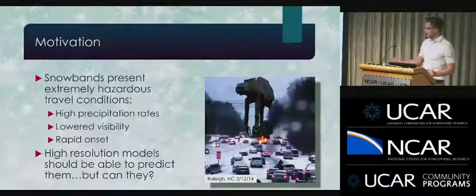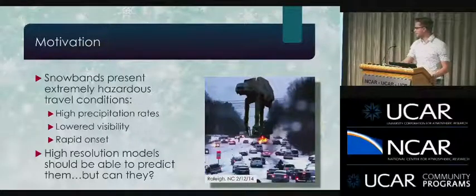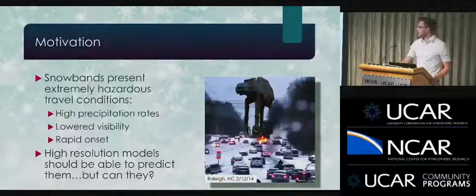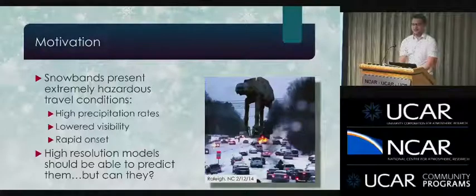I always love starting with this slide just because I love this picture. This is just a couple miles from where I live in Raleigh. It happened a couple years before I was there, but it shows the potential impacts of a bad snowstorm, even if there isn't a ton of precipitation. So snowbands can present extremely hazardous travel conditions due to their high precipitation rates, lowered visibility, and sometimes rapid onset.